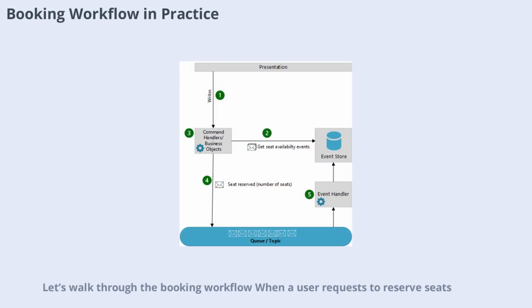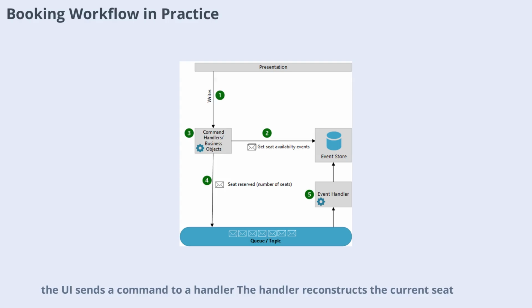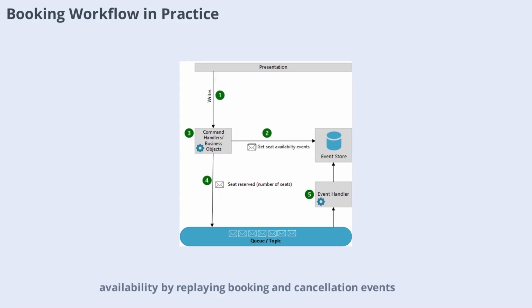Let's walk through the booking workflow. When a user requests to reserve seats, the UI sends a command to a handler. The handler reconstructs the current seat availability by replaying booking and cancellation events. It then processes the reservation, raises a new event, and appends it to the event store. If a seat is canceled, a similar process occurs, generating a cancellation event. This method ensures every change is tracked and the system can always restore the exact state at any point in time. It also supports scalability and auditability, even under heavy load.